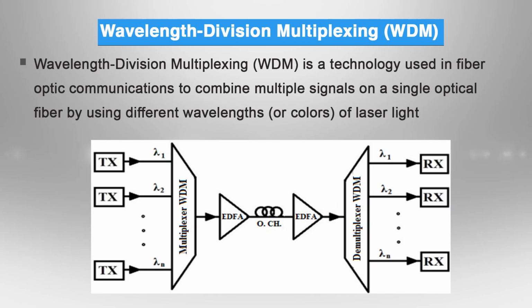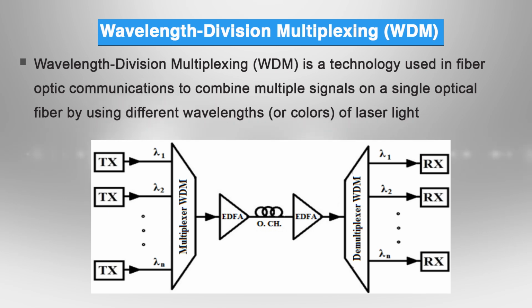Next type of amplifier is thulium doped fiber amplifiers. Similar to EDFAs, but it uses thulium ions as the dopant. It amplifies signals in the S band and sometimes in the extended L band. It is used for extending the usable wavelength range of optical communication systems. Next is wavelength division multiplexing.